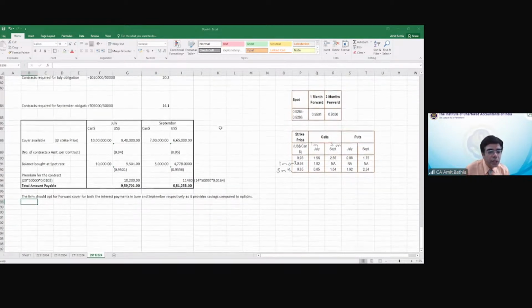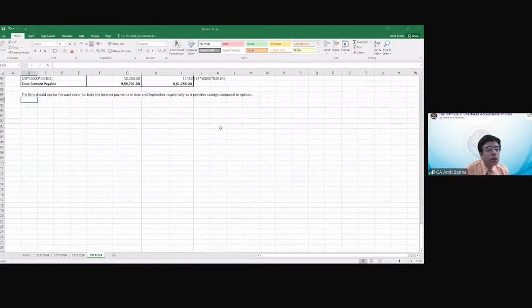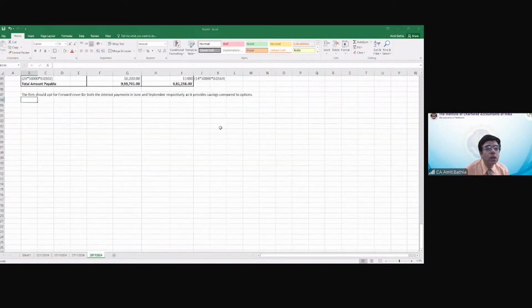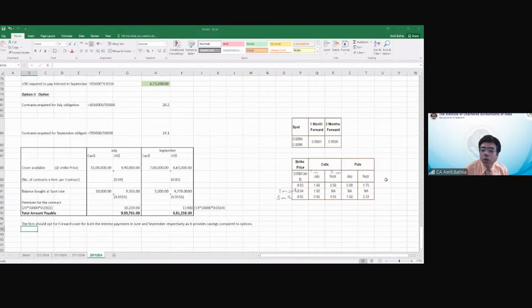The question gives us information for the put options also, but we don't have to use that information to make the analysis. It is given basically to confuse you, because you have to make the decision whether you want a call or a put. The underlying currency is Canadian dollar. So do you want Canadian dollar or do you want US dollar? Canadian dollar. So I want calls.